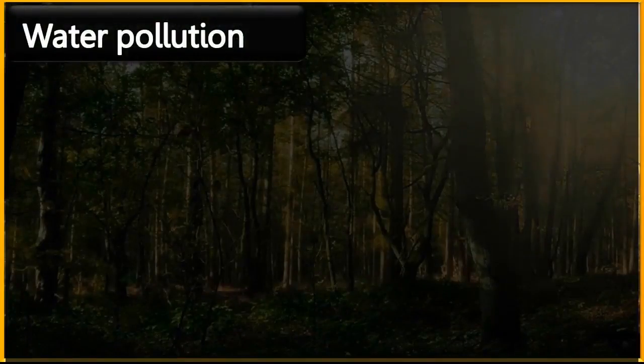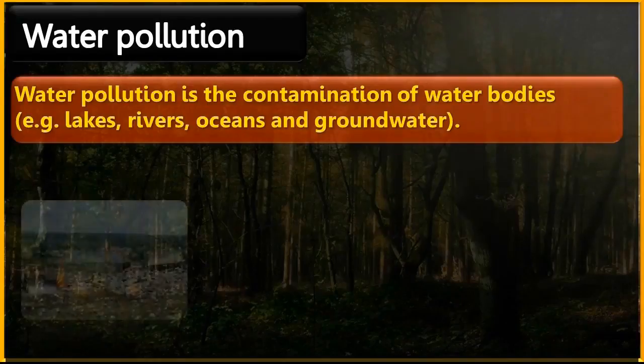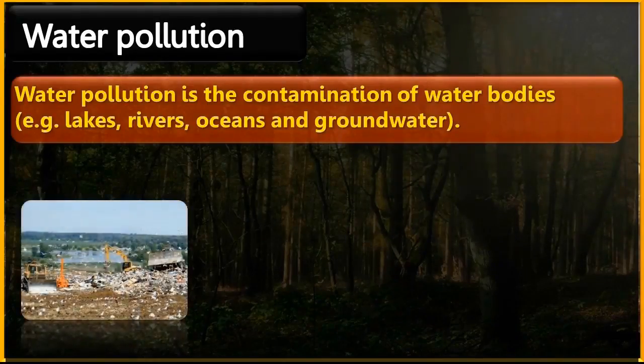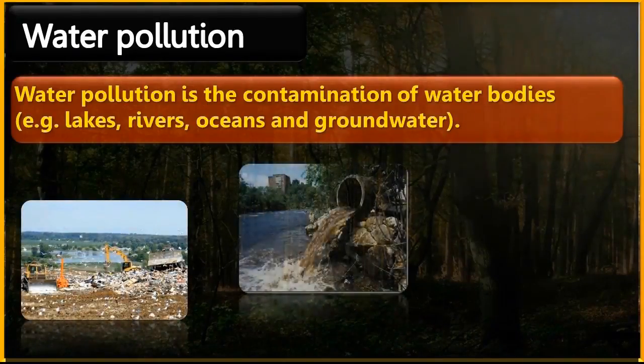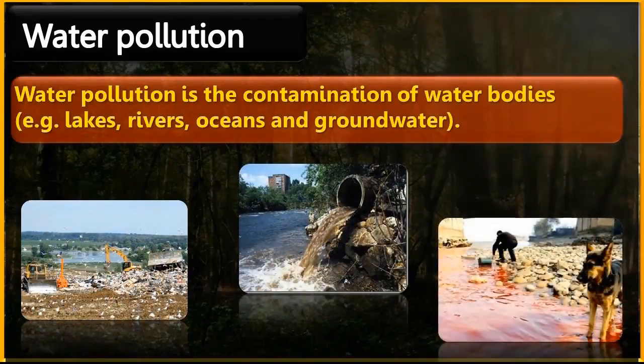Number 2. Water pollution. Water pollution is the contamination of water bodies. Water pollution occurs when pollutants are discharged directly or indirectly into water bodies without adequate treatment to remove harmful compounds.